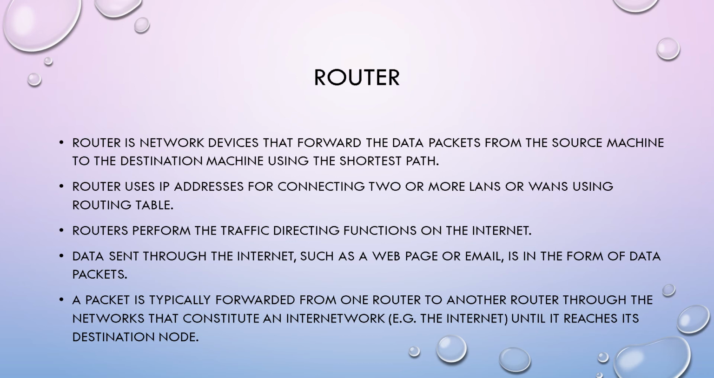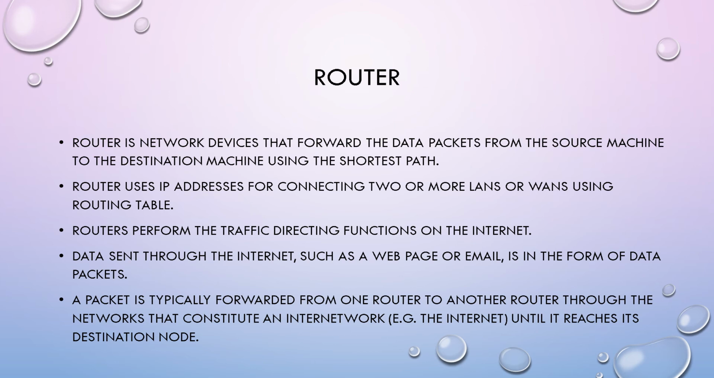A router uses IP addresses for connecting two or more LANs or WANs using a routing table. Routers perform the traffic direction function on the internet, just like traffic police in a day control the traffic. Data sent through the internet, such as a web page or email, is in the form of data packets.